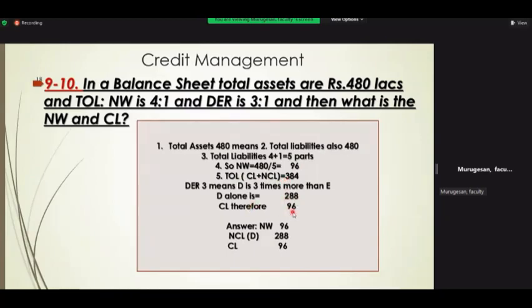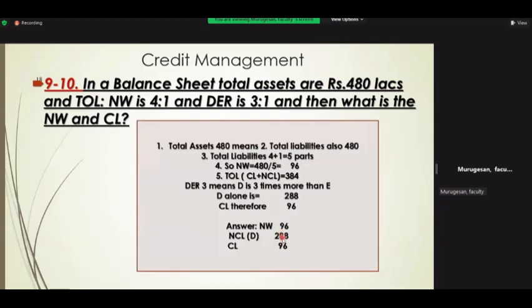So CL will be 96. From one data, you can get another data. So now 96 we got. The answer, net worth, is 96. The question is, what is the net worth? They have not gone to the asset side. They are still on the liability side only. Net worth is 96. CL is also 96.